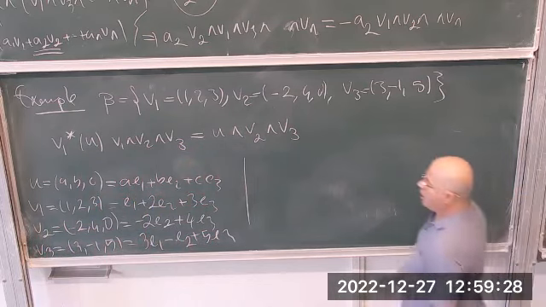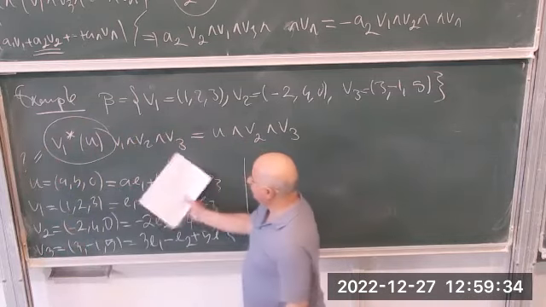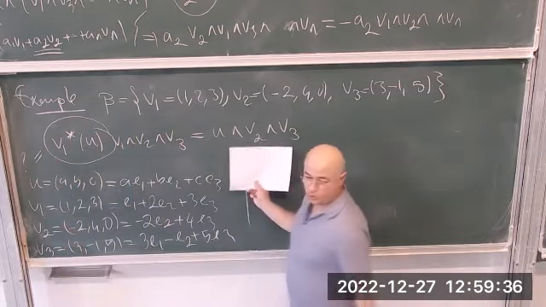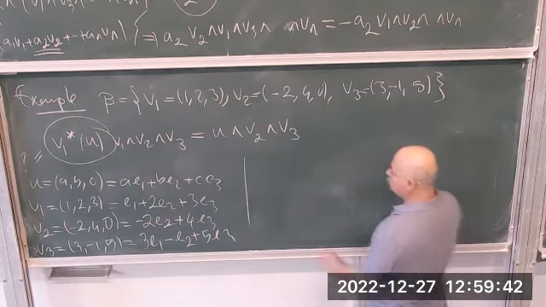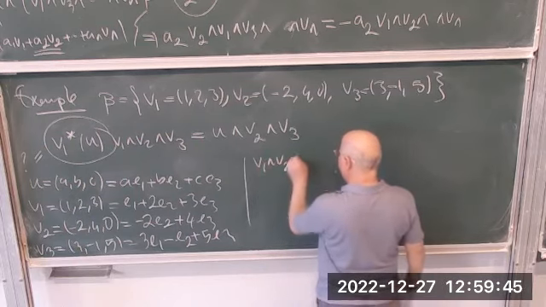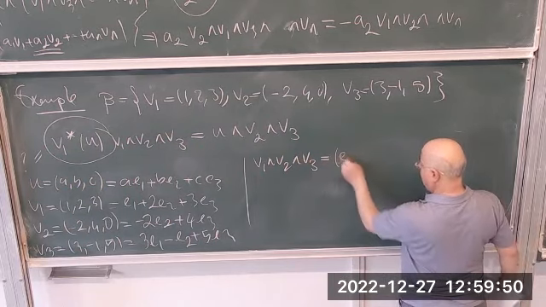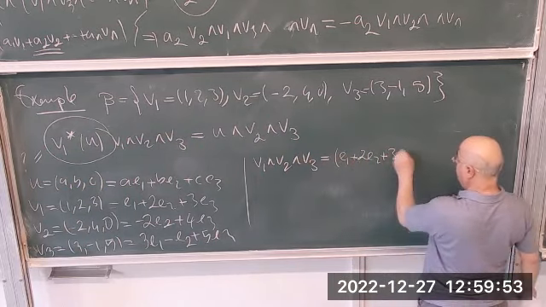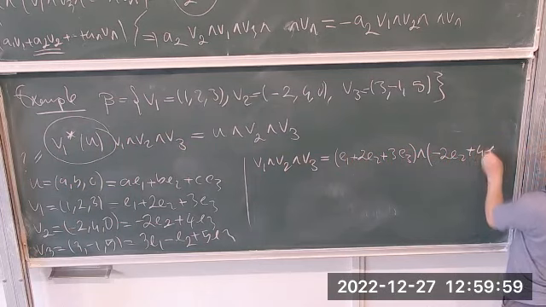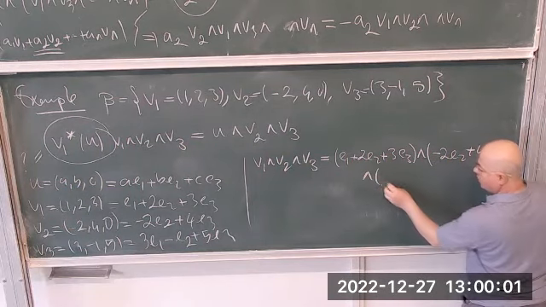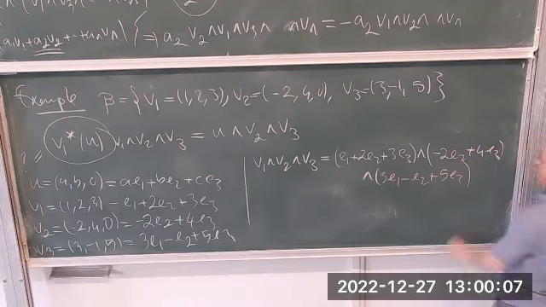Okay. To determine this digit, my aim is to determine this. I have to compute this determinant and this determinant, right? Two determinants. Let's do that. Let me start with this: V1 wedge V2 wedge V3. So this is E1 plus 2E2 plus 3E3, wedge minus 2E1 plus 4E3, wedge 3E1 minus E2 plus 5E3.